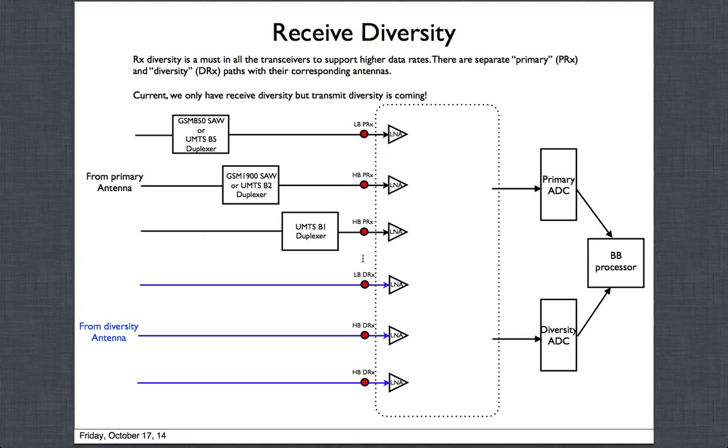So you can imagine how big these chips have become, how many different bands and modes they support, and how many LNAs they have. It becomes a challenge to have so many LNAs and so many inputs, and they are really becoming one of the most complex systems.